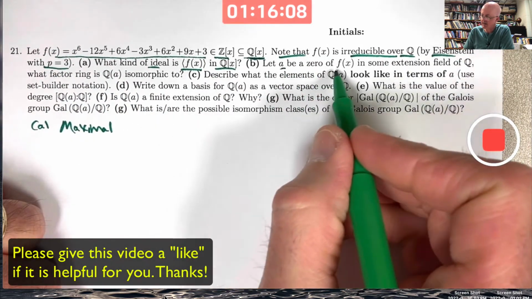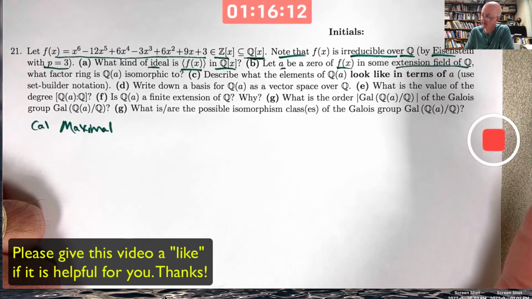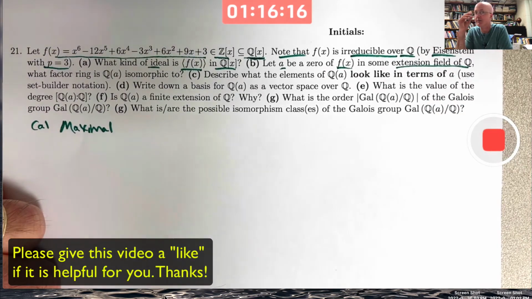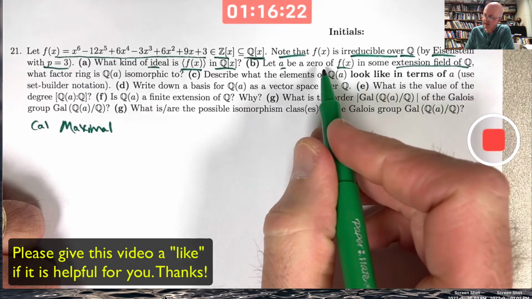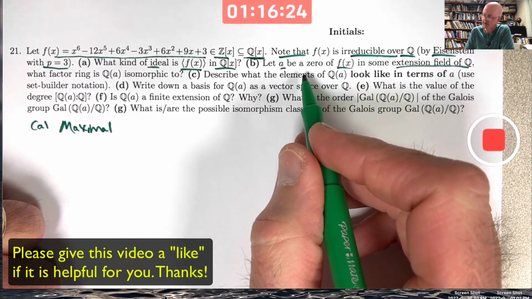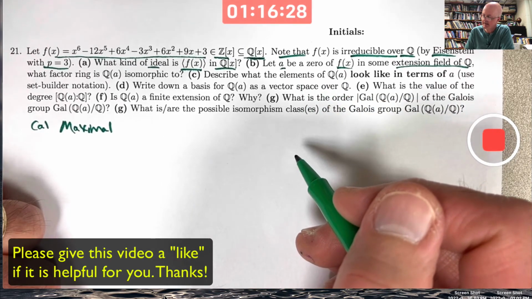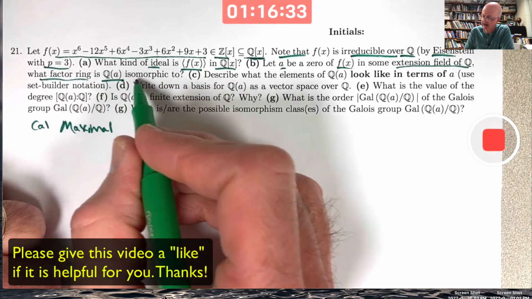B, let A be a 0 of f of x in some extension field of Q, which will exist by the fundamental theorem of field theory. It also exists by the fundamental theorem of algebra. It's going to be, well, it could be a real non-rational number. It also could be, in general, a complex number. What factor ring is Q of A, Q adjoin A, isomorphic to?